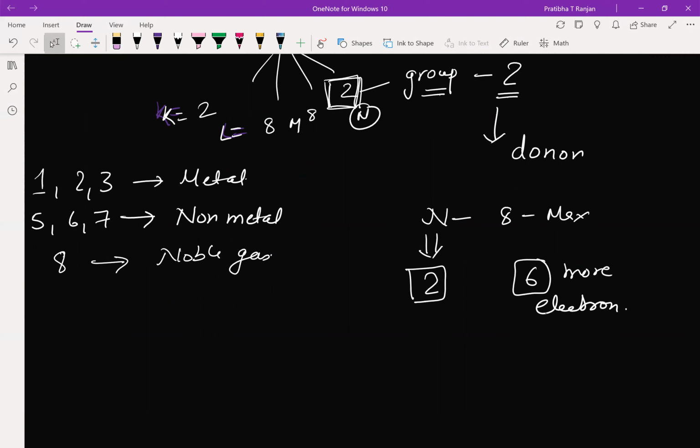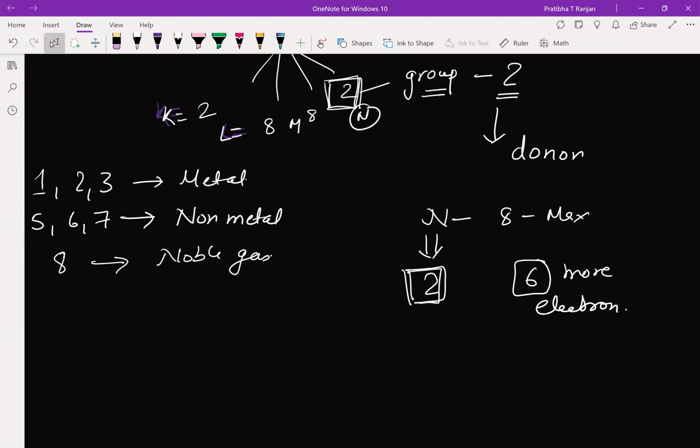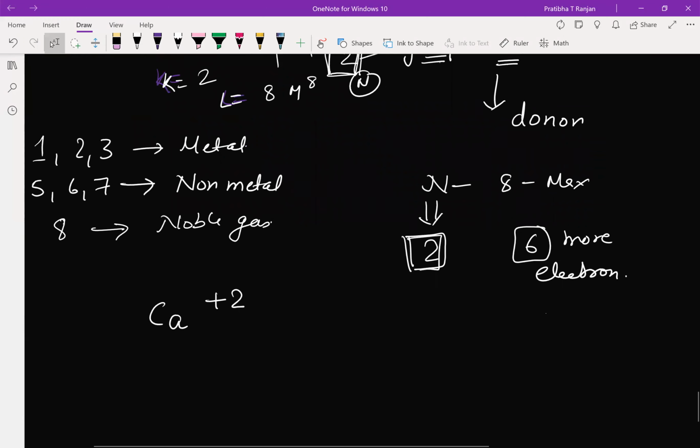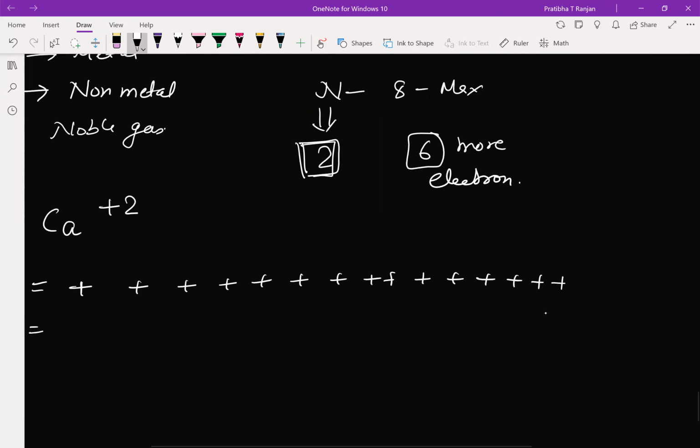Now, those who have 6 electrons want just 2 more to complete the octet. So rather than accepting electrons, calcium is going to lose these 2 electrons, the N orbit is going to be lost, and the calcium will develop 2 charges. Now how? Since we have 20 protons and 20 electrons in the neutral state, 20 protons means we have 20 plus charges: 1, 2, 3, up to 20, right? Same way we have 20 negative charges, correct?